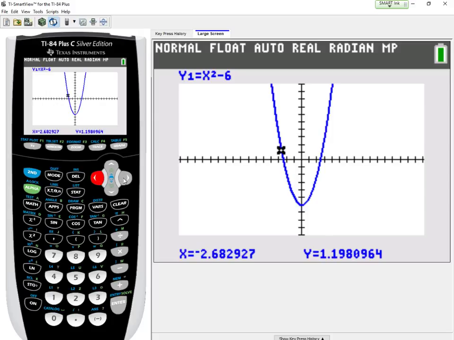How did you make your graph look like a square? I don't know. Oh, that. Zoom square. Oh, yeah, it looks weird.